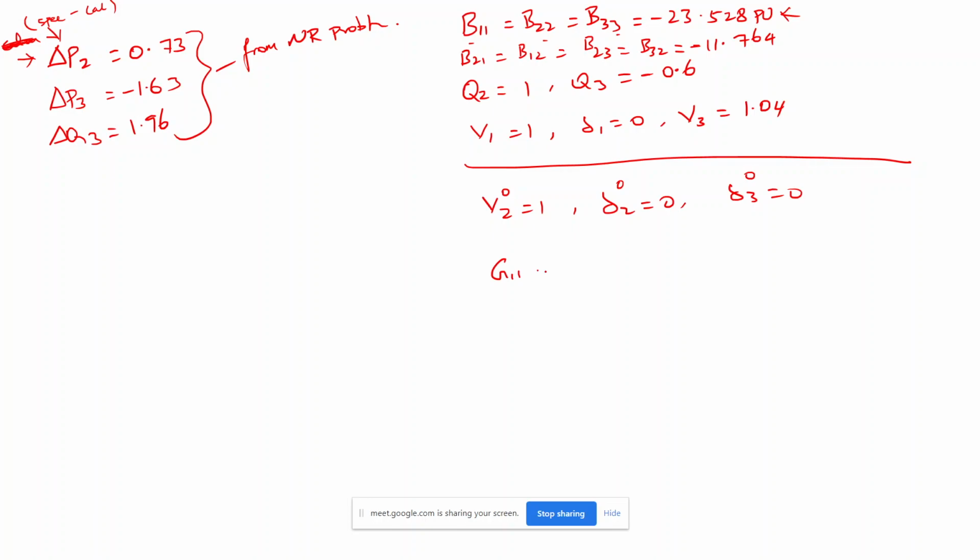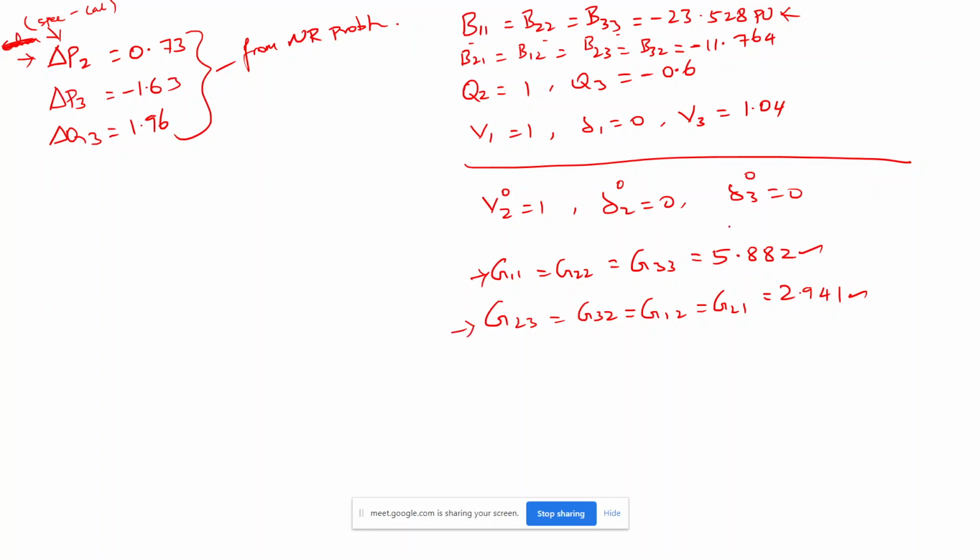Okay, and then what is the G11 value? G22 is equal to G33 is equal to 5.882, and then G23 is equal to G32 is equal to G12, G21 is equal to 2.941. Don't worry, just go to the Y bus matrix and you will find out why it is this value for the last problem.